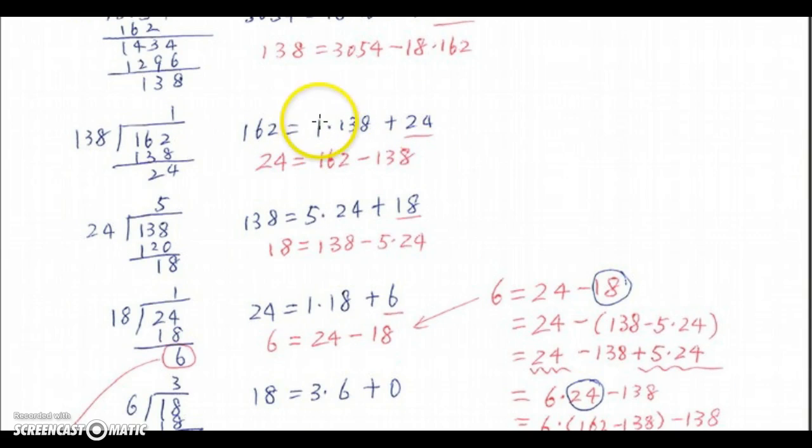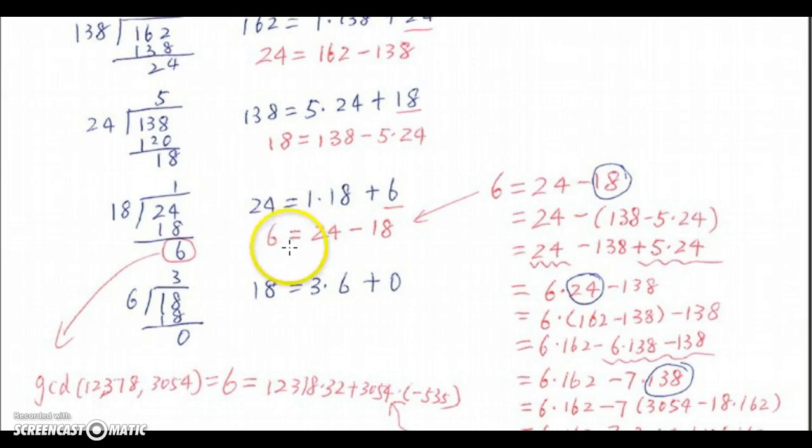This quotient 1 can be omitted. And 18 equals 138 minus 5 times 24. And 6 equals 24 minus 1 times 18. 1 can be omitted, so it's just 24 minus 18. And 6 is the greatest common divisor.